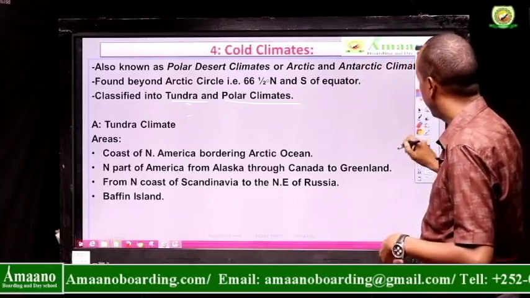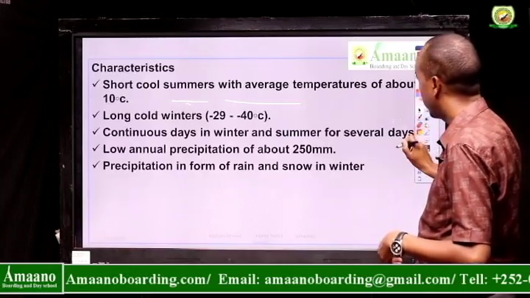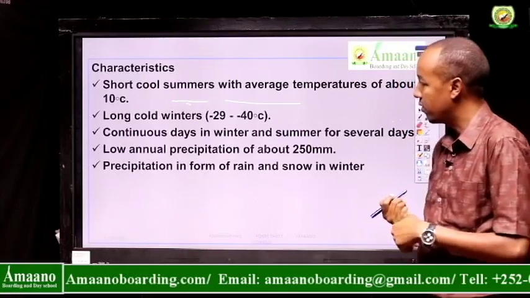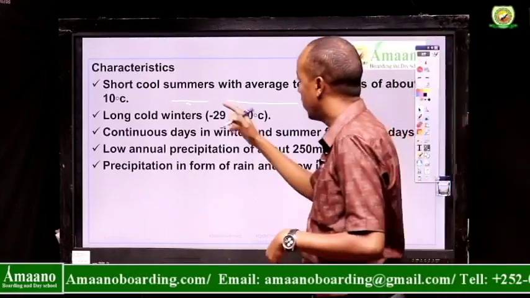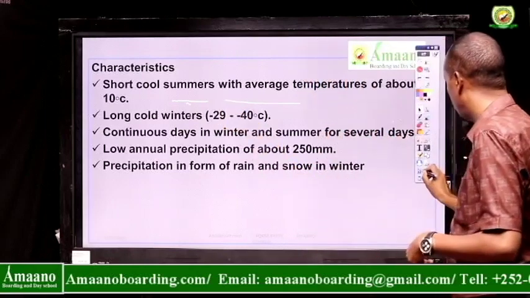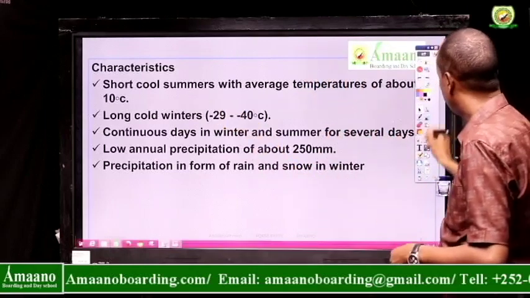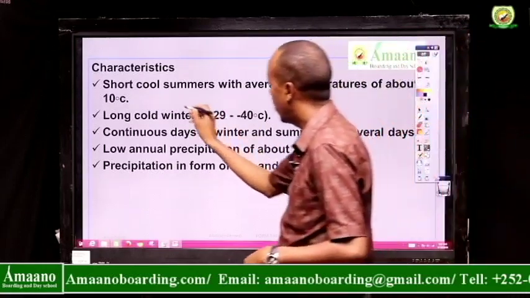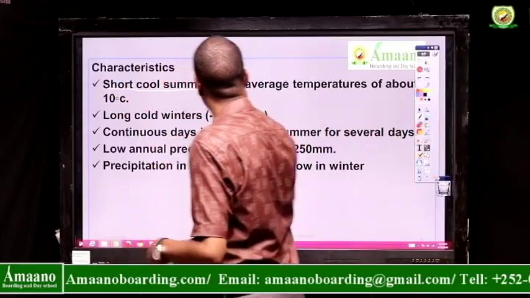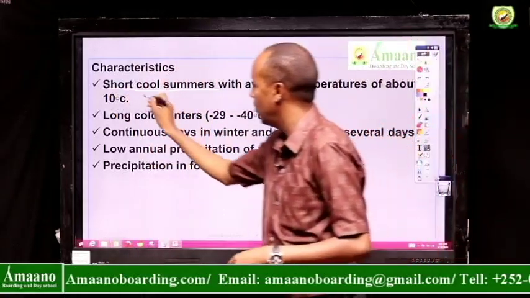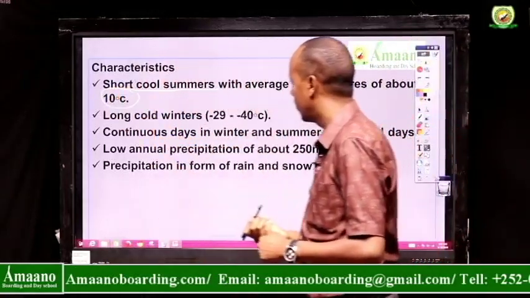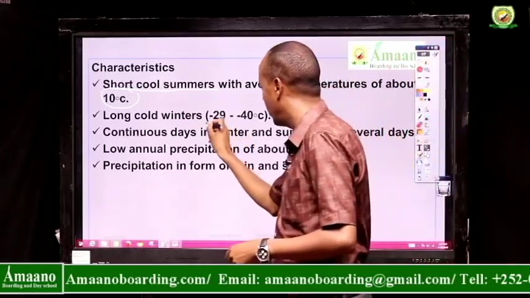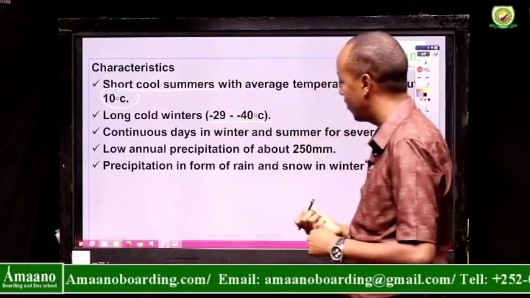What about the characteristics they have? The first characteristic is short, cool summer. Okay, the summers are cool and at the same time they are short. And the temperature is around 10 degrees Celsius. The winters are very long and at the same time they are very cold. Minus 29 to minus 40 degrees Celsius.